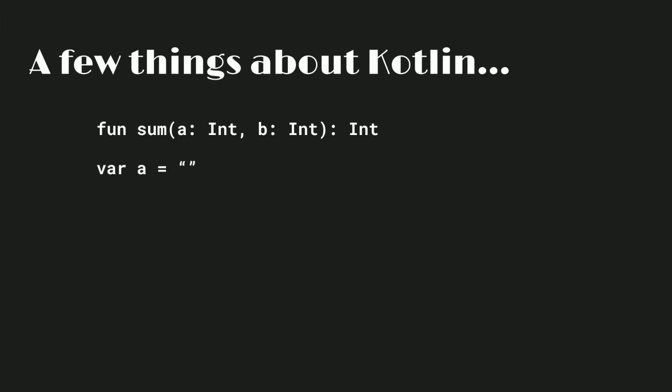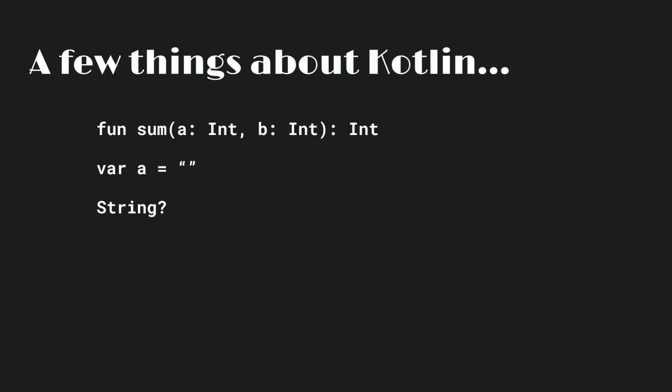And then you have inference. You don't have to specify your types when you declare your variables. And you don't even have to use semicolons if you don't want to, but of course you can if you want. What we can also see here is that we have something called var, and we also have something called val. The difference is that var is mutable while val is immutable.